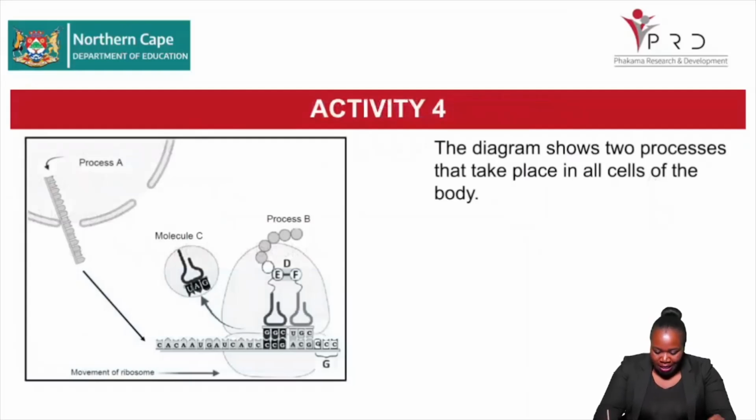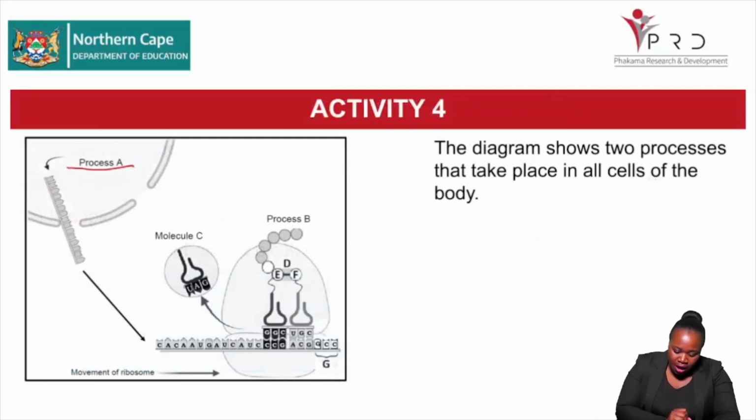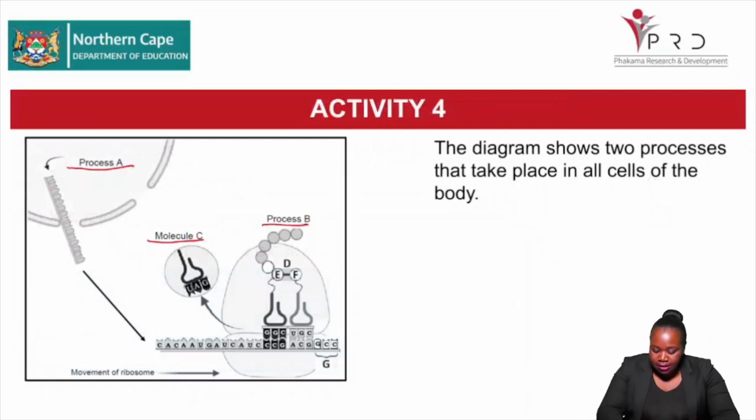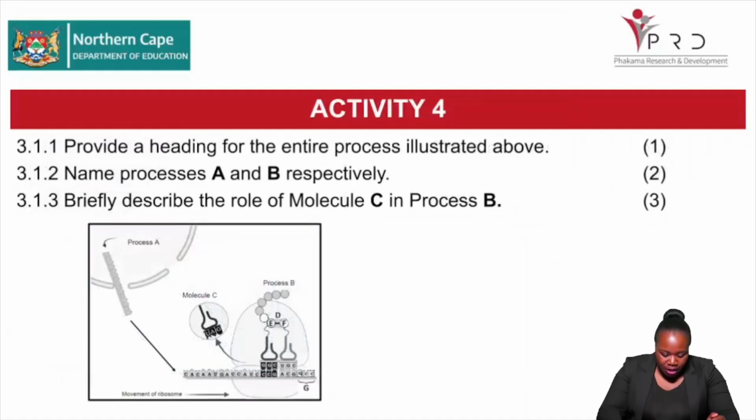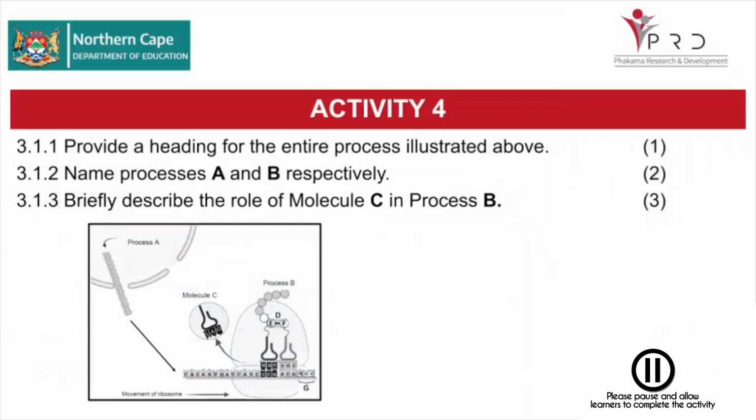Okay, let's have a look at our last activity. We have the process again. As we can see, we have two processes and some molecules. It says the diagram shows two processes that take place in all cells of the body. Okay, and then we have our questions. Let's go through the questions and then we will discuss the answers.